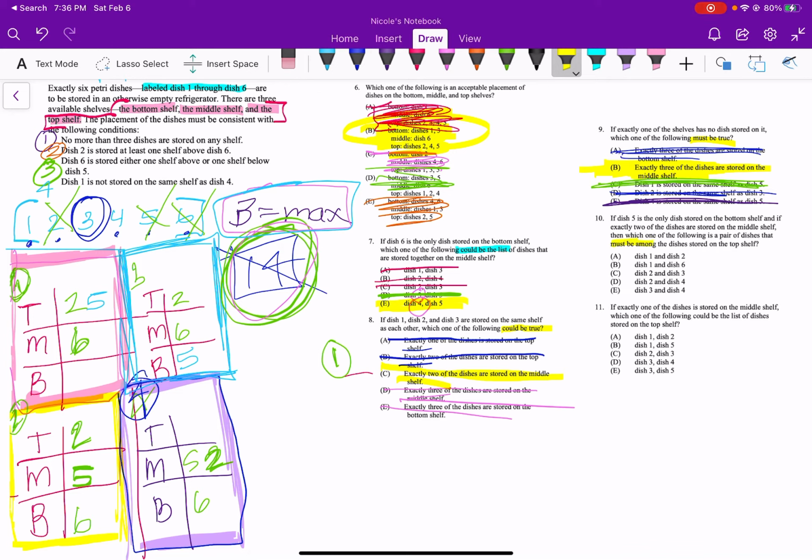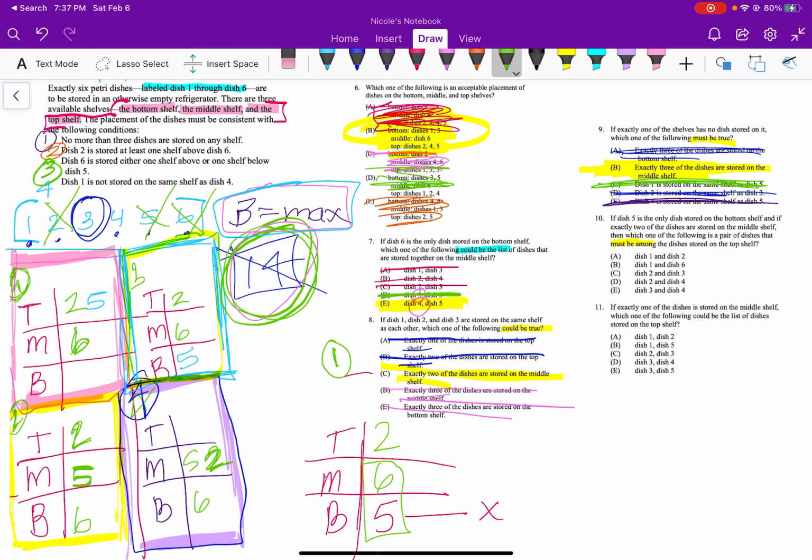In what world do we have 5 by itself? The only one that's possible is 3. So let's just redraw this quick. We have top, middle, bottom. So we know that 5 is the only one here. Whenever this happens, we can fill out the rest of this world, since we know that 6 has to be next to 5 and we know 2 has to be above 6.